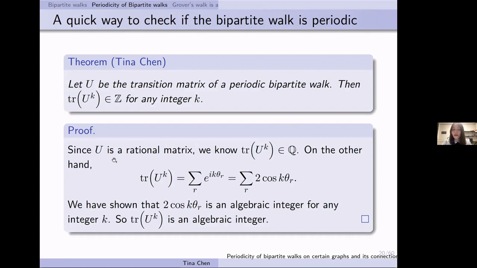To see that, we just need to know that, based on how we define our transition matrix U, U is a rational matrix. So the trace of U to the k is always rational. On the other hand, you can also write the trace of U to the k as a sum of 2 cosine k theta r. And just like I showed before, this 2 cosine k theta r is an algebraic integer. So the trace of U to the k is also an algebraic integer, but it is also rational. So it has to be an integer. So we show that if a walk is periodic, then the trace of U to the k must be an integer.